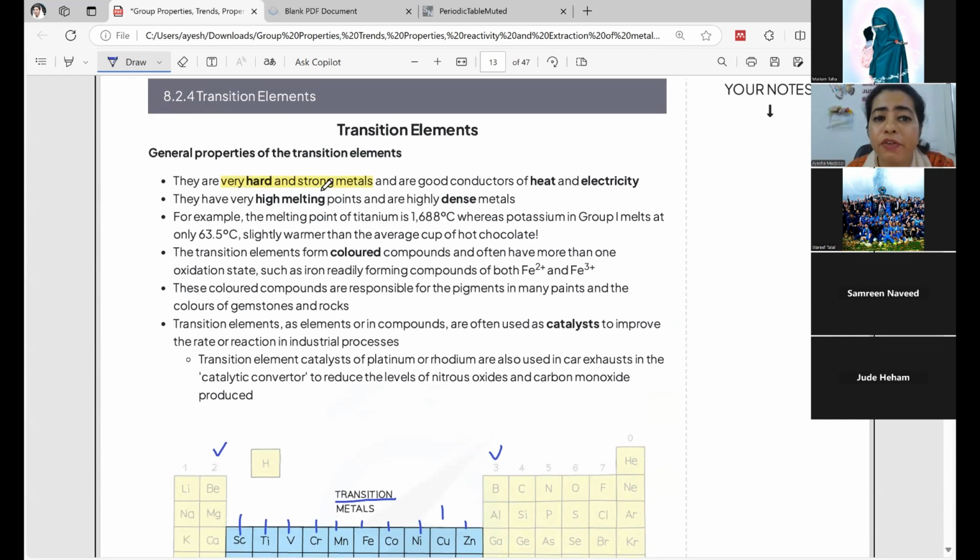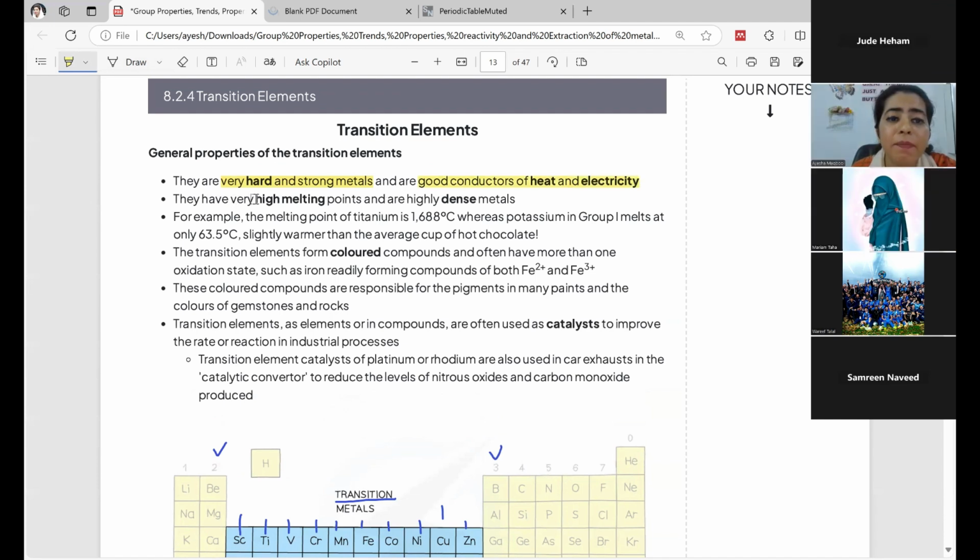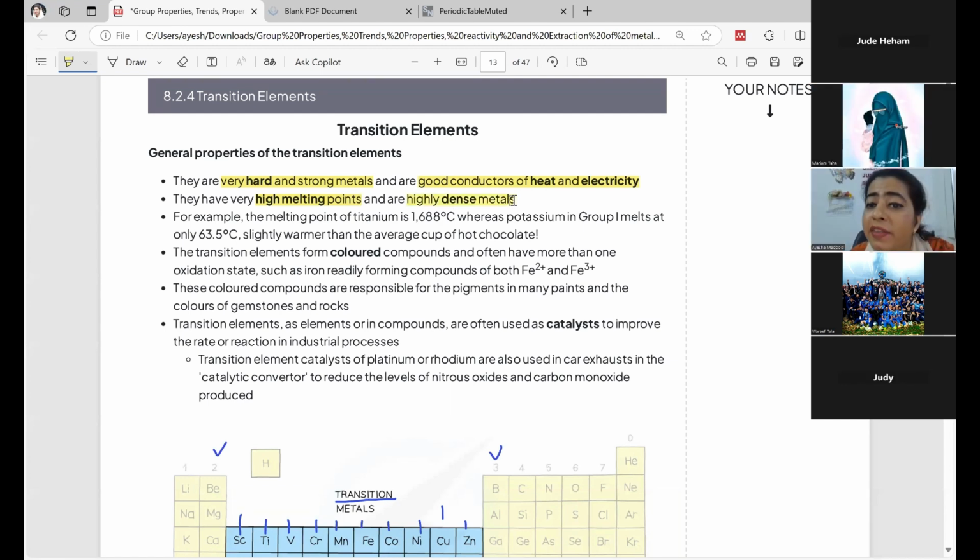Okay, so they are hard and strong metals. They are good conductors of heat and electricity, just like normal metals. Because they are metals, they should be good conductors of heat and electricity, as they have a lot of free electrons moving. A sea of free electrons will be there. They have very high melting and boiling points as well. That is something different, because the melting point of group 1 was low. They have high density. They are highly dense metals. Group 1 had low densities. So these are some differences.